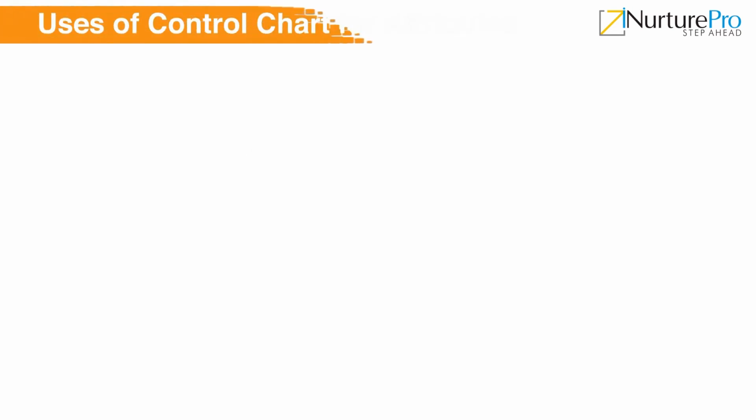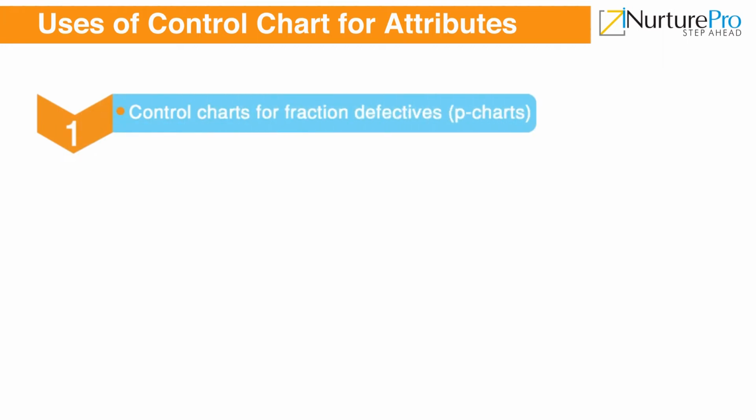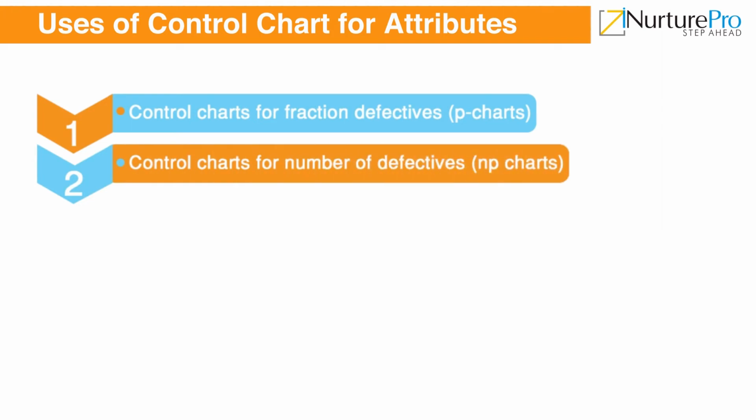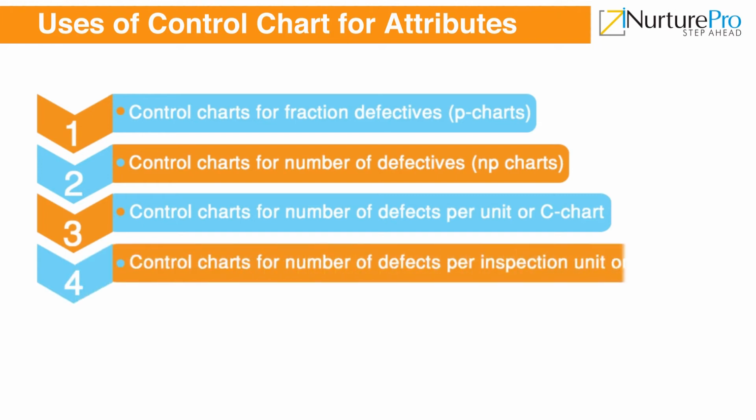There are 4 most commonly used control charts for attributes, which are as follows. Control charts for fraction defectives or P charts. Control charts for number of defectives or NP charts. Control charts for number of defects per unit or C chart. Control charts for number of defects per inspection unit or U chart. Let us now understand how to construct these charts in detail.